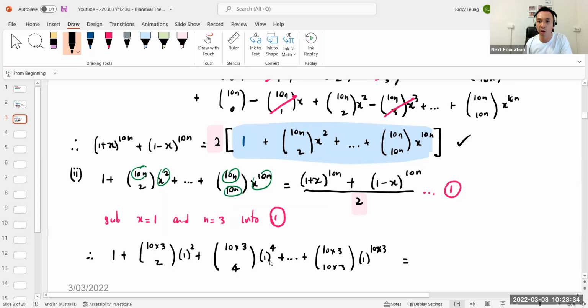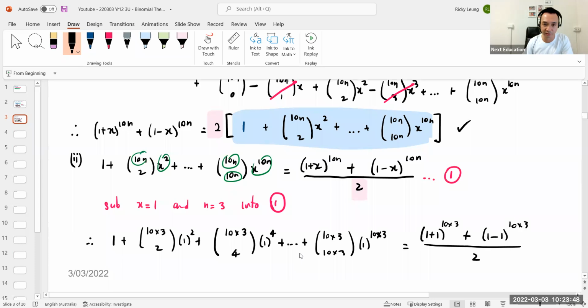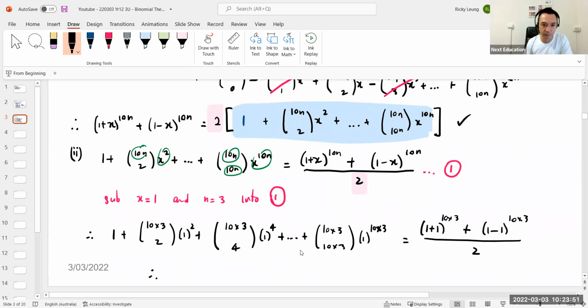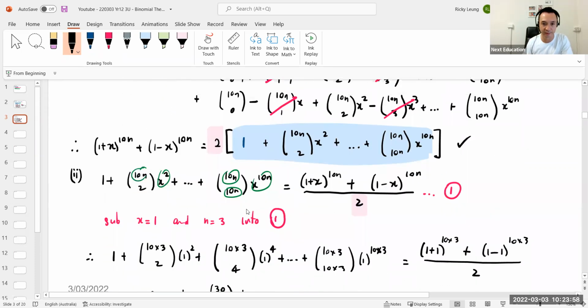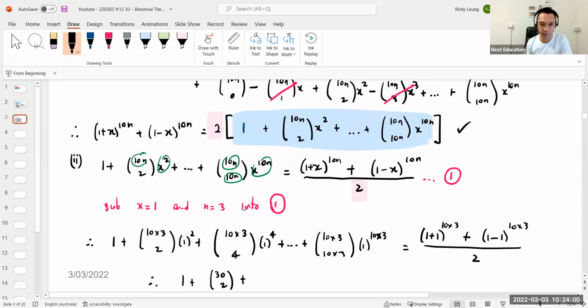And more importantly, on the right-hand side, what did I sub in? 1 plus 1 to the power of 10 times 3, plus 1 minus 1 to the power of 10 times 3, all over 2. Can I fit it? Yes, I can. Therefore, 1 plus 30 choose 2 plus, let me have a quick glance at what I need to prove, 30 choose 2, excellent, 30 choose 4 plus dot, dot, dot. 30 choose 30, I believe, would be the last term.